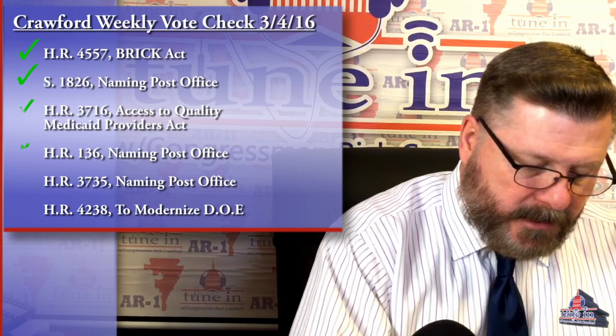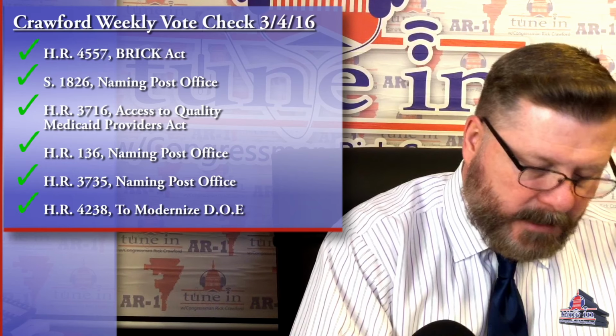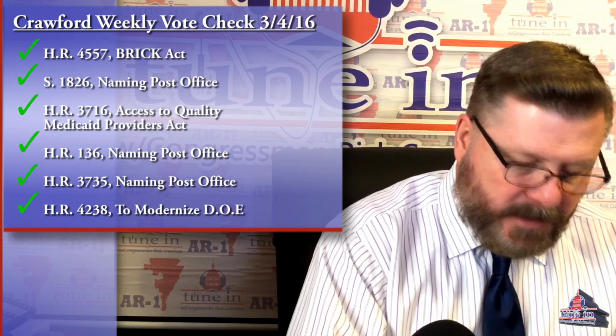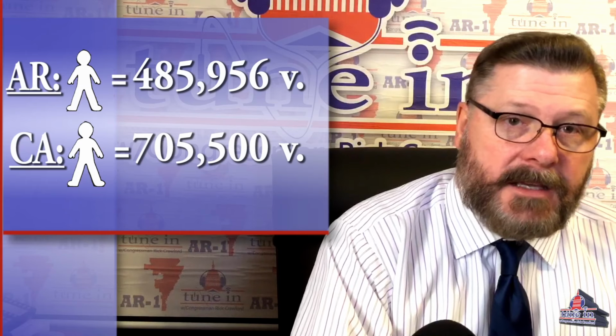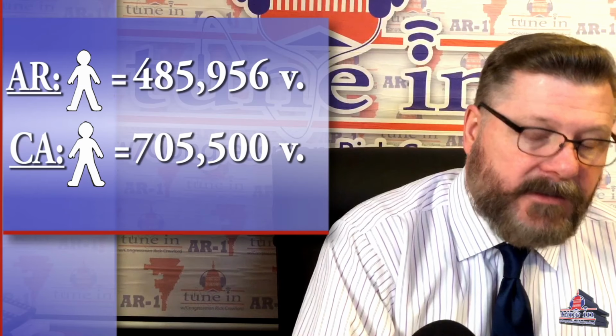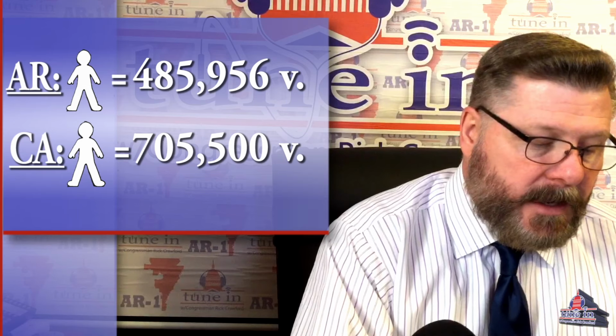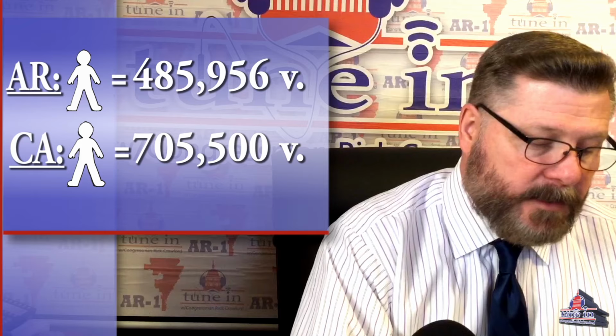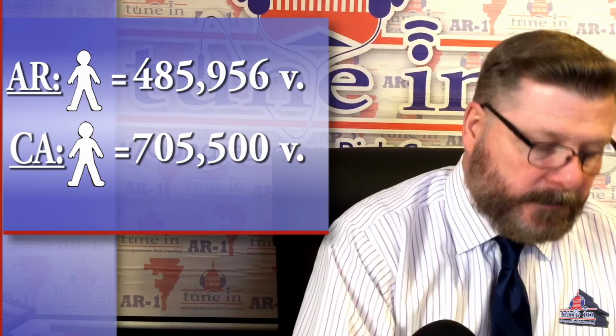So we could go into the details of that compromise and why things happened the way they did, but I'm running out of time, so I want to make my final point here. The Electoral College is a good thing for states' rights and for people who live in largely rural states like we do, and let me tell you why. Under the Electoral College, Arkansas has 485,956 voters per each elector, whereas California has 705,500 voters per elector. What that means is each individual Arkansan actually has more say in who becomes the next president than each individual Californian.